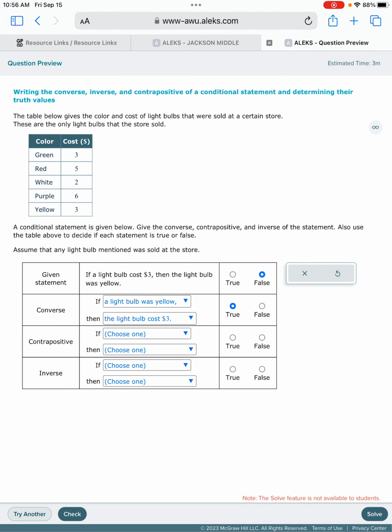Mark that as true. Cool. To save time, I'm not going to write out the formulas for contrapositive and inverse. We're just going to do them here, okay? Because we should be comfortable with these now. I'm just going to sort of explain.